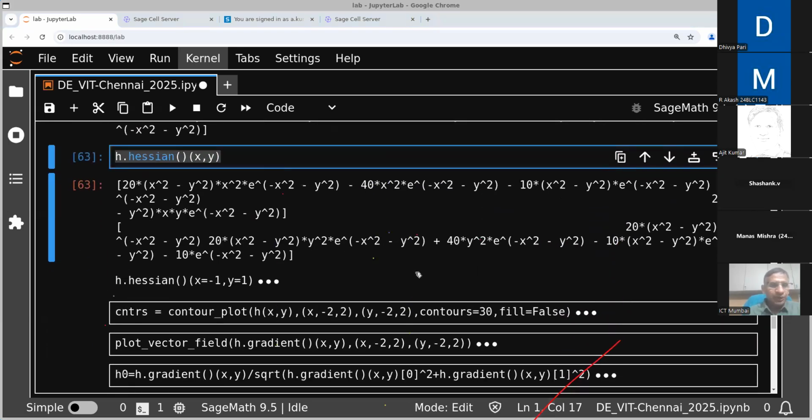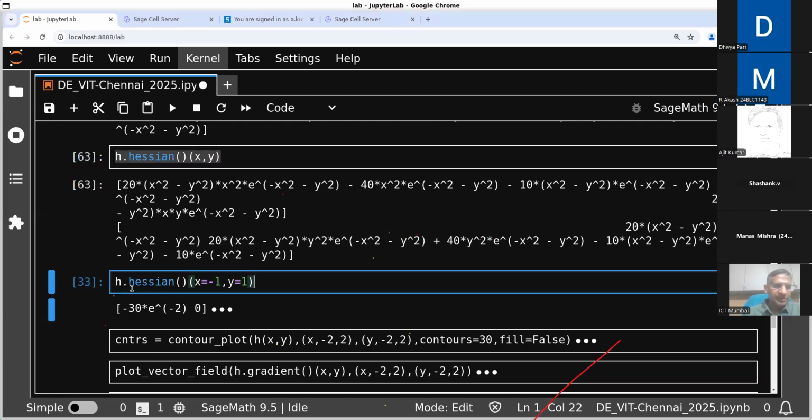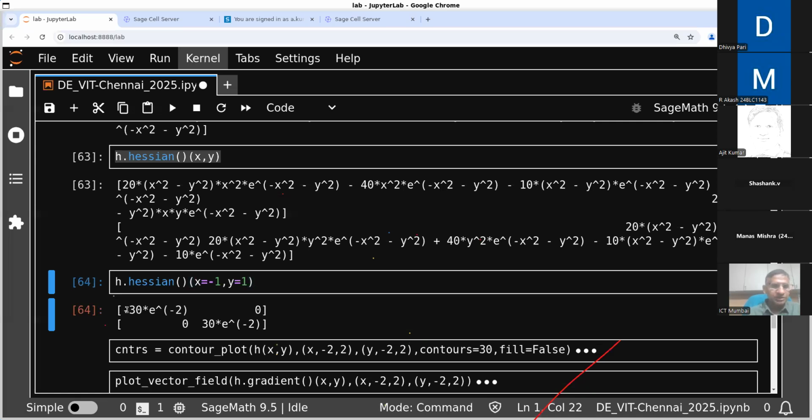Okay. And for example, if I want to find the Hessian at -1, 1, I can simply say h dot Hessian and x equal to -1, y equal to 1. It is this one, right? The cross term is 0. Yes. Any question, Manas?